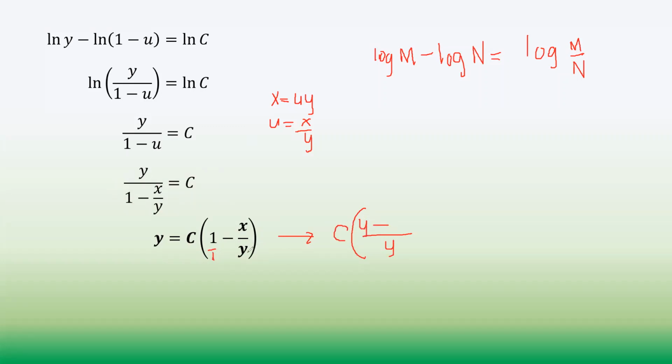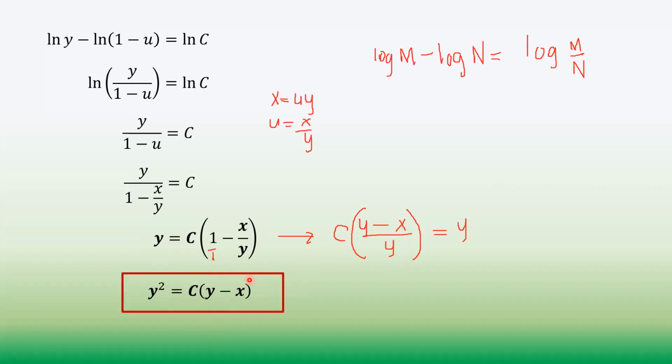Minus y divided by y is 1. Multiply mo sa x. So, x. So, ayan siya ngayon. Then, itong y, di ba yan ay equal sa y. Cross multiply doon. So, magkakaroon tayo ngayon ng y squared. Y squared equals c times y minus x. So, we have our final answer. Y squared equals c times y minus x.